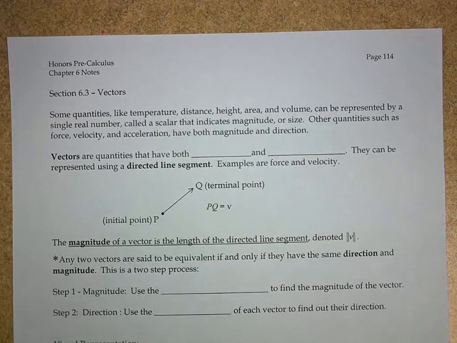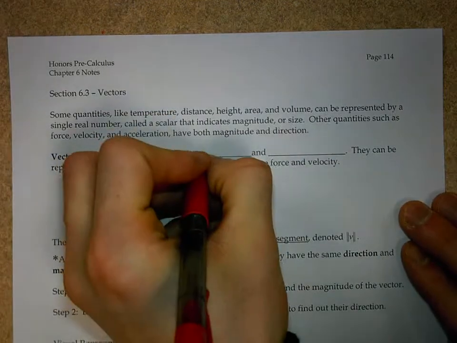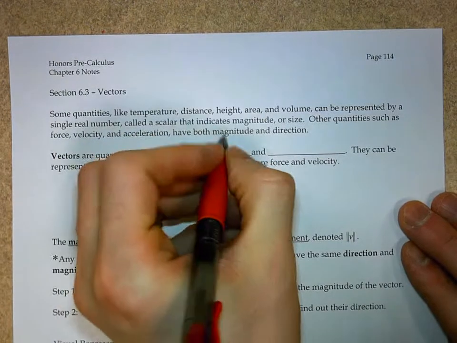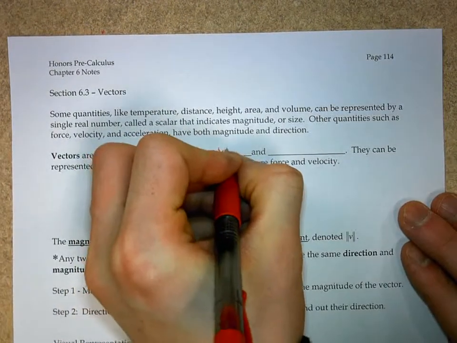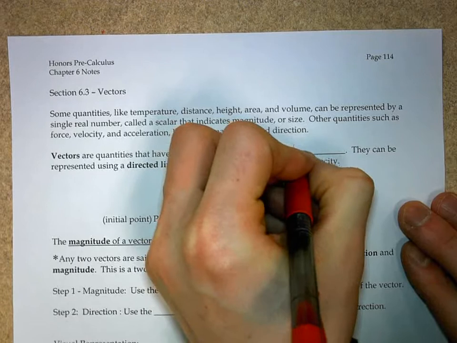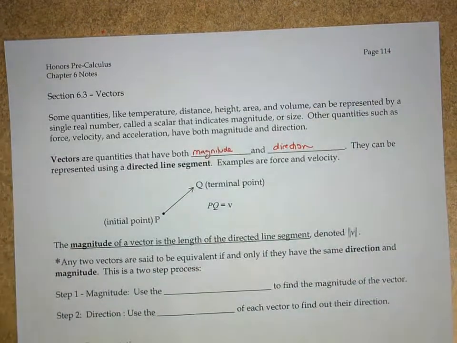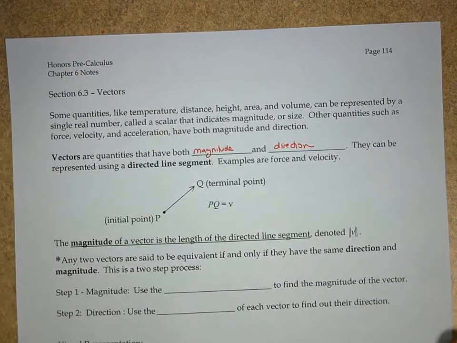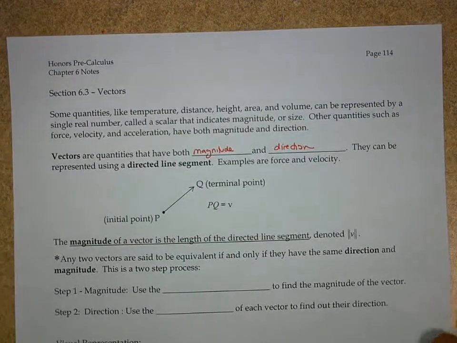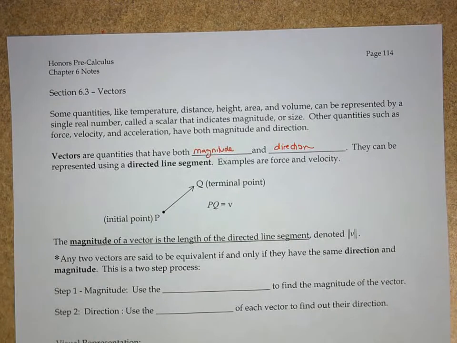Vectors are quantities that have both magnitude and direction. We are going to be measuring two different things, magnitude and direction. Magnitude, how much we've got, direction, the way that something is going. And they can be represented using a directed line segment. A directed line segment is something that has an endpoint on one end and then a ray that goes out in another direction.